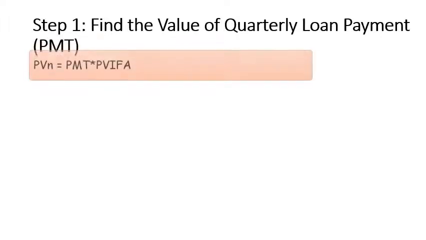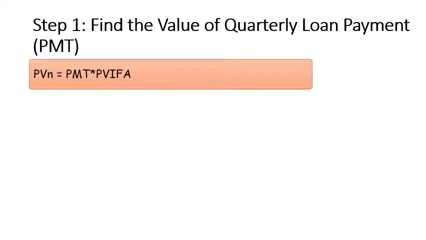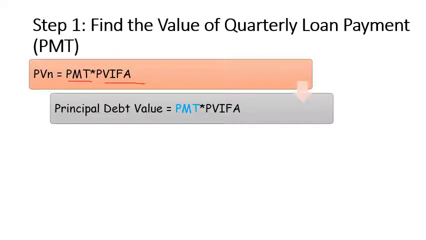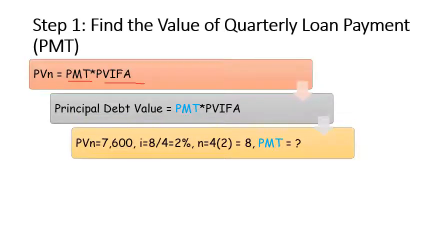The first step in the loan amortization method is to calculate the value of a quarterly loan payment. Recall the equation of present value of annuity, in which we multiply the amount of payment times the present value interest factor for annuity. And recall that the present value of annuity is the principal value of debt, which is 7,600 Egyptian pounds at 8%, but this rate is compounded quarterly. So we will divide the annual rate of 8% by the number of quarters per year, which is 4. So the periodic interest will be 2%. How did we obtain 2%? 8 over 4 equals 2%.